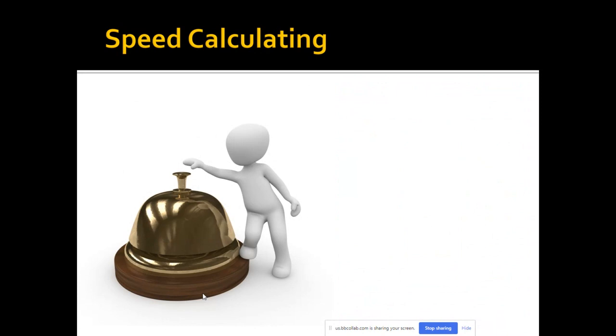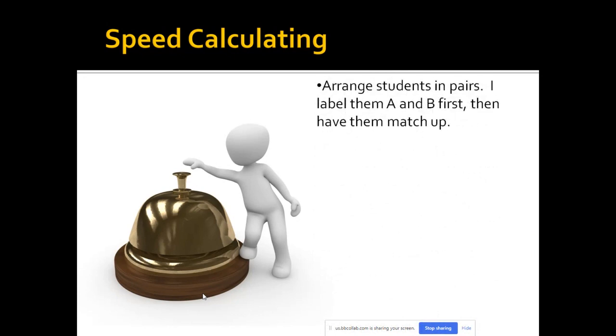What I did was, it was a review day. In the math class, I gave a problem on the board. I labeled the students A and B and said, everybody match up. Every A get with a B. And so they labeled them up. If you have an even number of students, this is great.